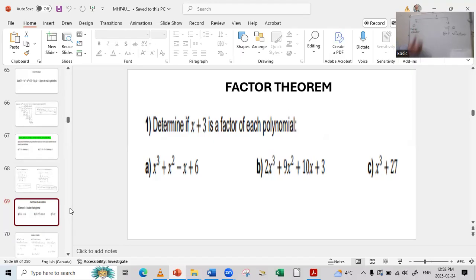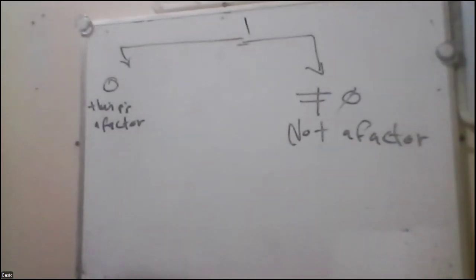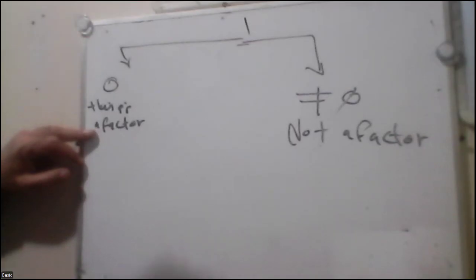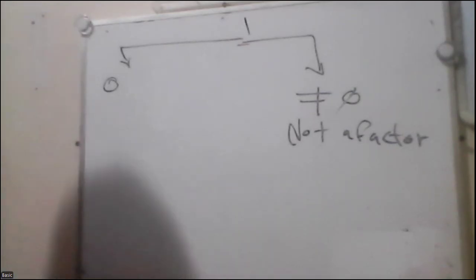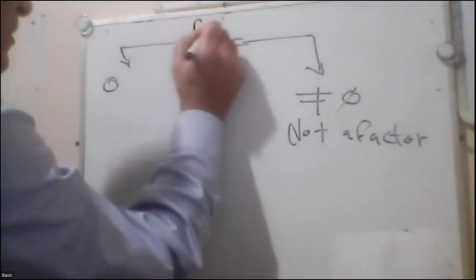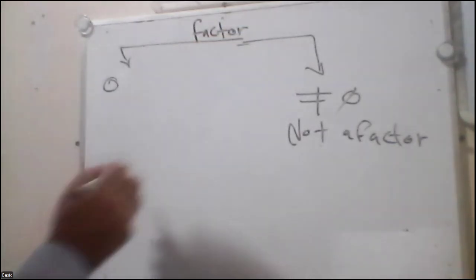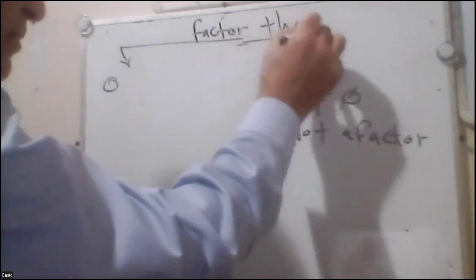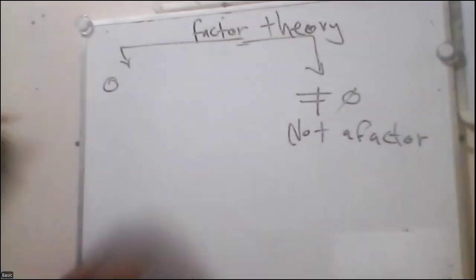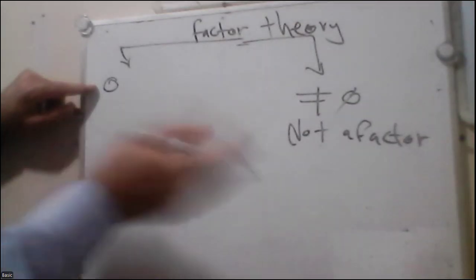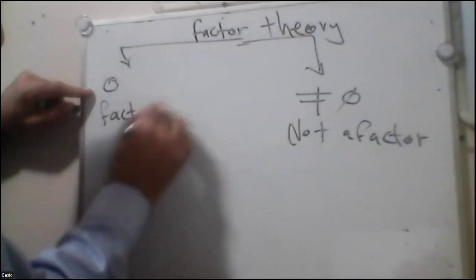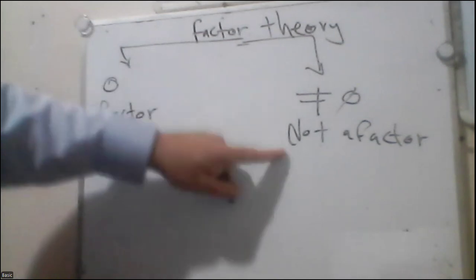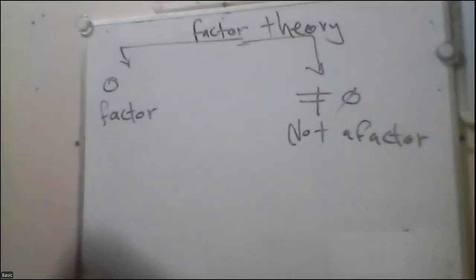So if we have 0, let me just stop sharing so that you guys can see. If it is 0, then this is a factor. Like I said, let me write it. The factor theorem, F-A-C-T-O-R theorem, is telling me if the output, the end of the example, is 0, then it is a factor. If it is not 0, then it is not a factor. That's it.